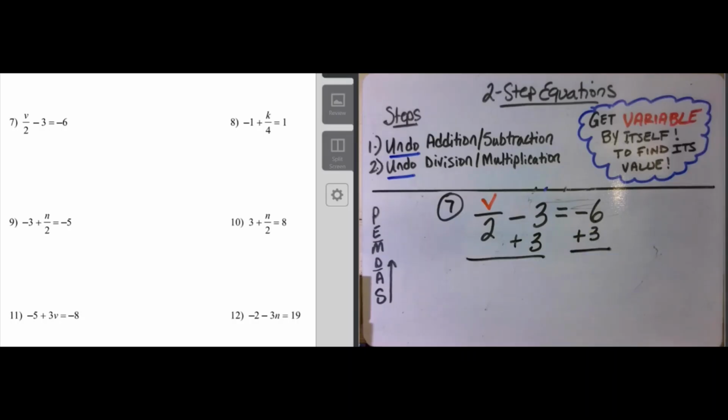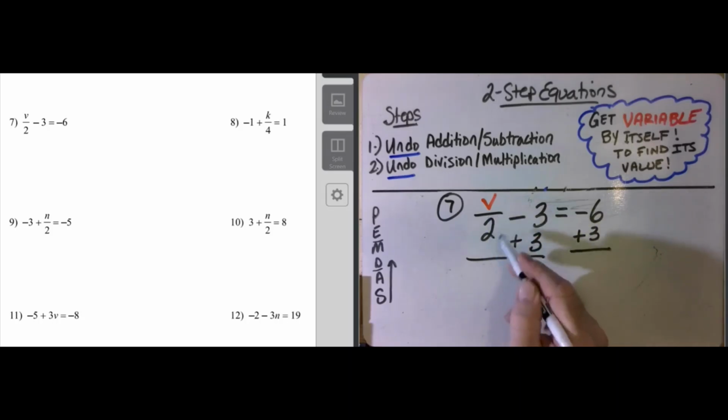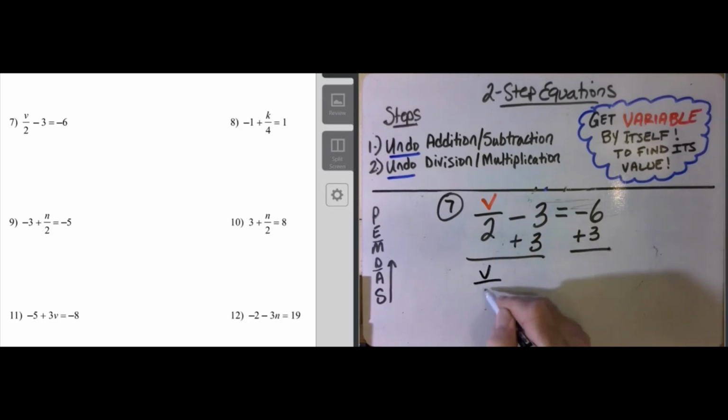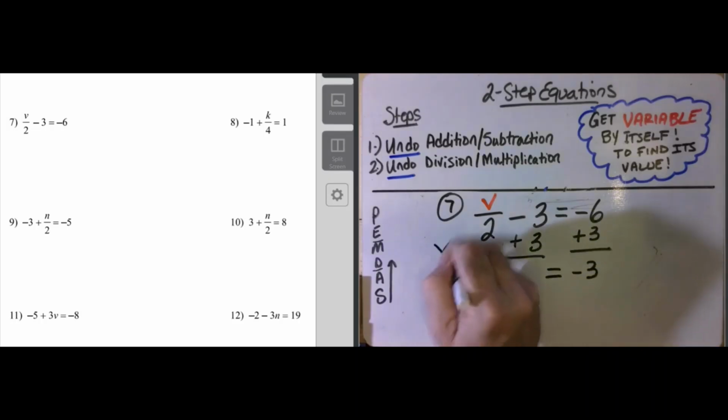Again, being nice and neat. Now it becomes a vertical problem. There's nothing to add or subtract. There's no like term to v over 2. So let's bring that down. Negative 3 plus 3 is 0. Negative 6 plus 3 is a negative 3. Okay, so that takes care of step number 1.